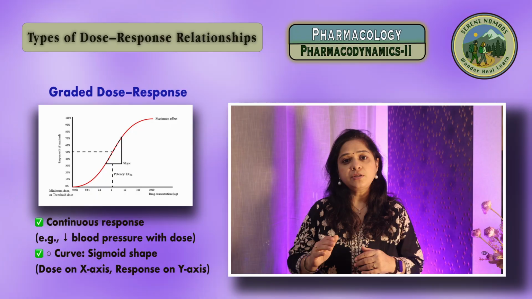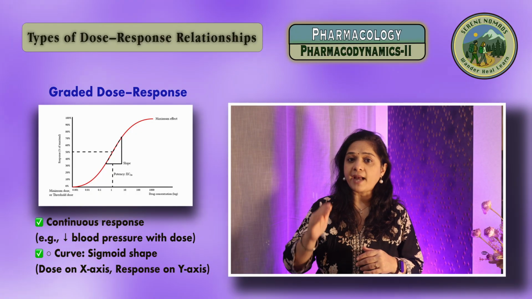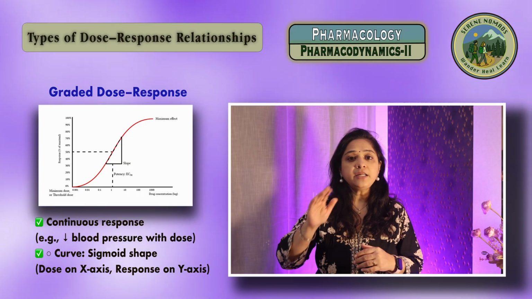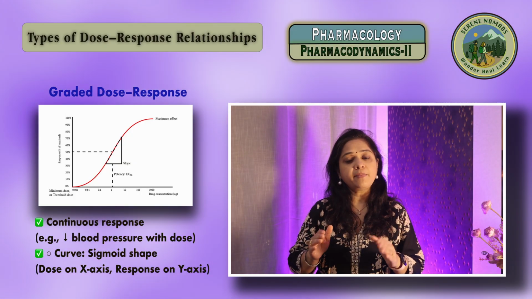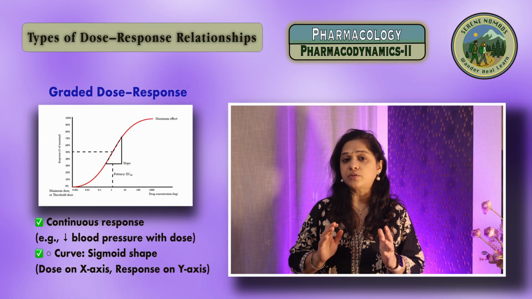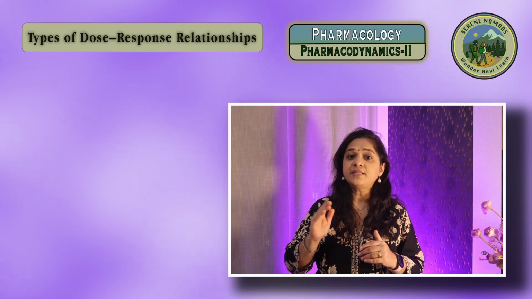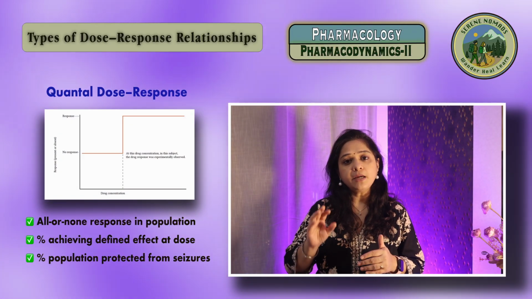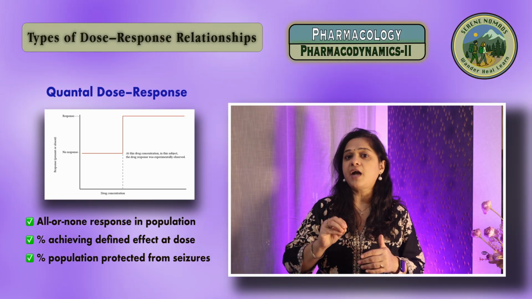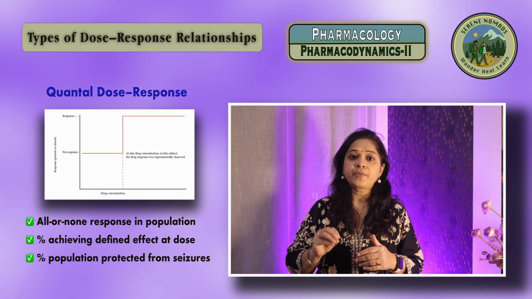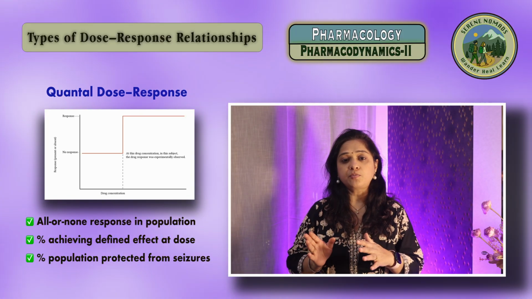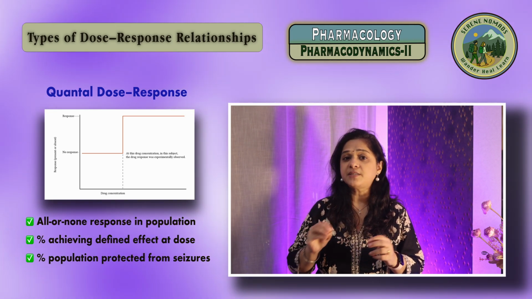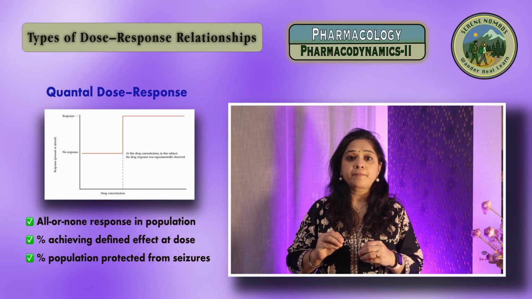The graded dose response, which shows how the magnitude of the effect increases with dose. It is a continuous response, like lowering blood pressure in a patient with a specific dose. And the second is the quantal dose response, which shows how many individuals in a population achieve a specific outcome at each dose, which means an all or none response. For example, seizure prevention in a percentage of the population.